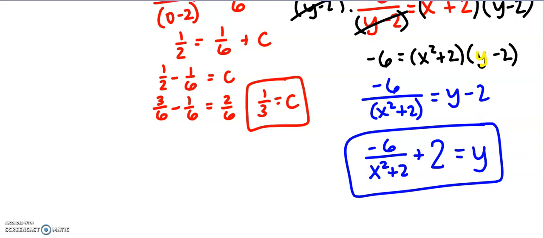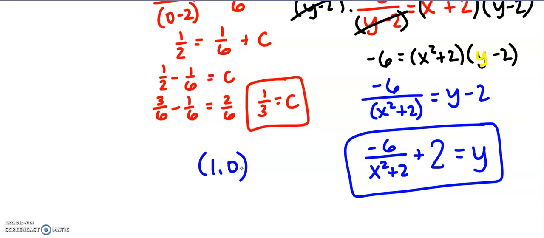Okay, you can always check by plugging in the point 1 and seeing if you get 0. So 1 squared is 1, plus 2 is 3. Negative 6 divided by 3 is negative 2, plus 2 got me my output of 0, right? Because the point was (1, 0). This is your particular solution because you separated the variables, you took the antiderivative, you wrote plus c, you used the condition to find c, and then you solved for y.